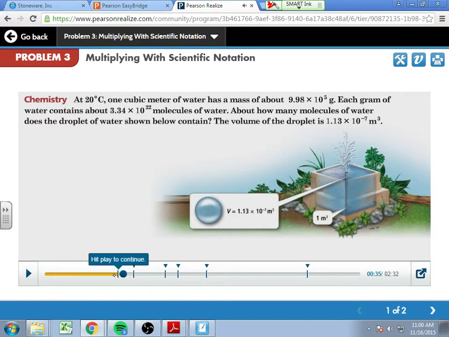At 20 degrees Celsius, because temperature changes the volume of a water molecule, 1 cubic meter of water has a mass of 9.98 times 10 to the 5th grams. Each gram of water contains about 3.34 times 10 to the 22nd molecules of water. And here's the volume of a molecule.